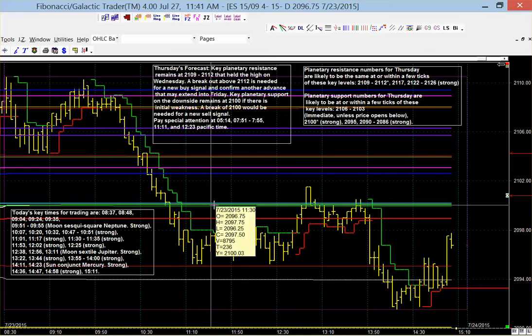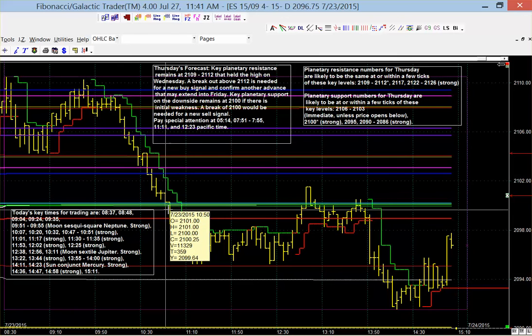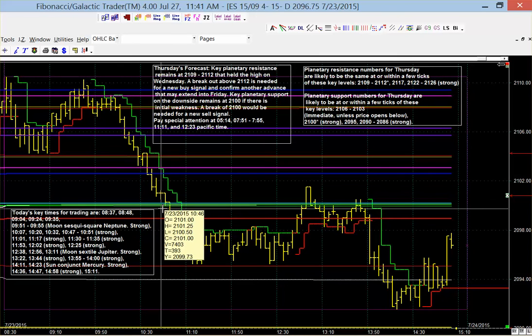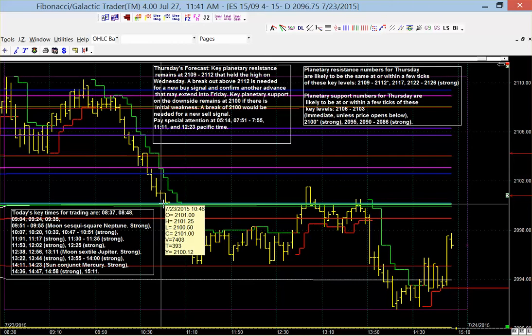Now we're approaching the most important level of the day on the downside. That's 2100, and it's coming down to a strong time at 10:47 to 10:51. Now I'm glad this is occurring here as an example. When price is testing a key level at a strong time, that is a potential setup for a bottom and reversal up. But as you can see on the chart here, there was no reversal bar. There's no signal to buy. So we tested it at the key time, and then we broke straight through.